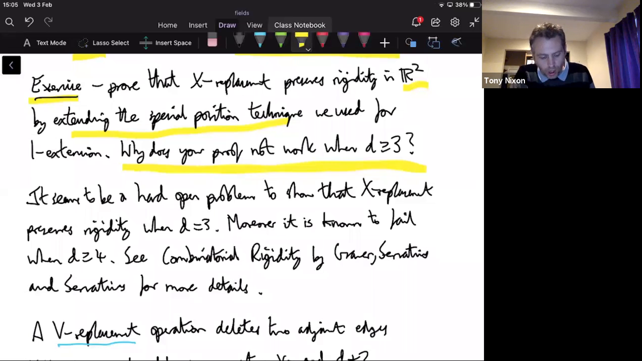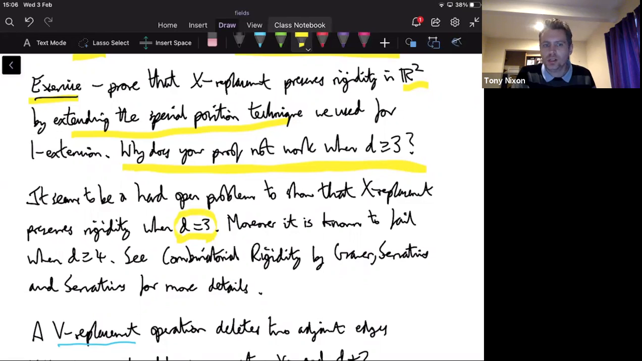Actually, it's a hard open problem to show that X-replacement preserves rigidity when d equals 3. I think some people may not even conjecture whether it does or does not preserve rigidity. I believe it's known via computations that there aren't small counterexamples to this. So if the graphs are small, then people have done some computations to show that there's no obvious counterexample. So the expectation would be, I guess, that this preserves rigidity when d equals 3.